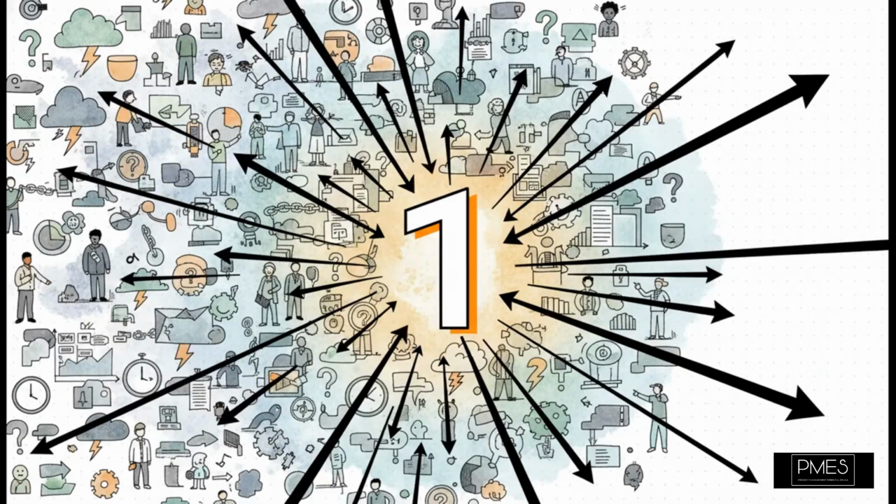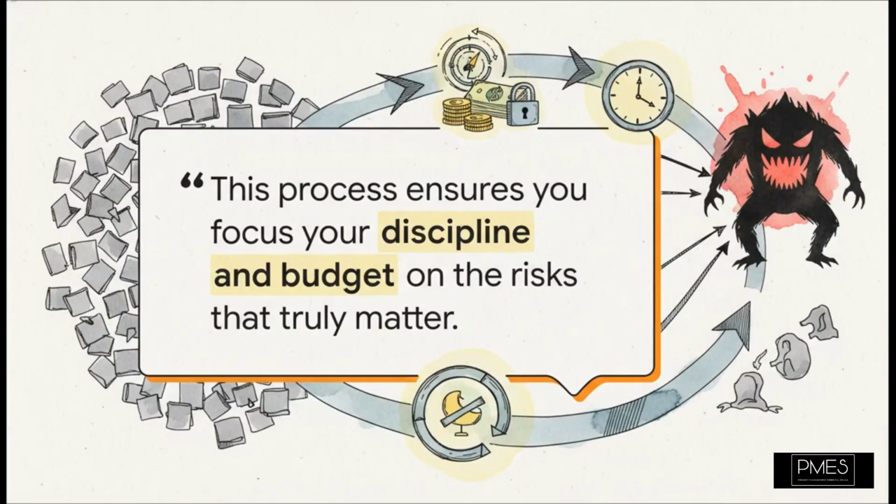And that is the ultimate goal, to take all those countless possibilities and distill them down into one single prioritized list. This creates alignment and makes sure the entire team is focused on protecting the project from the exact same set of critical risks. And that brings us full circle. By prioritizing, you make sure your team isn't overwhelmed. Instead, you can dedicate your valuable energy, your time, and your budget to managing that handful of risks that will truly determine whether your project succeeds or fails.